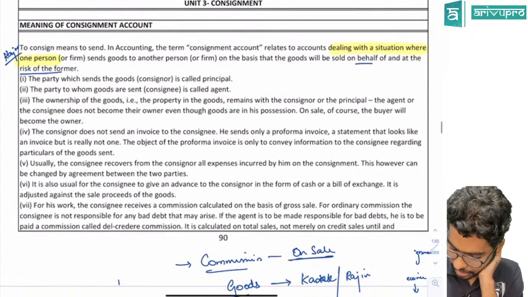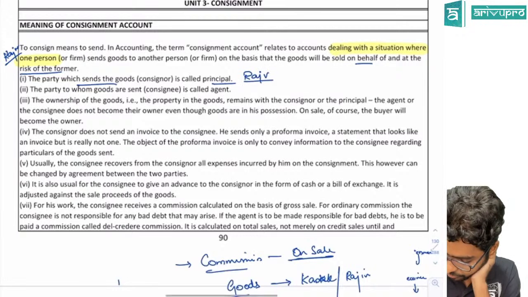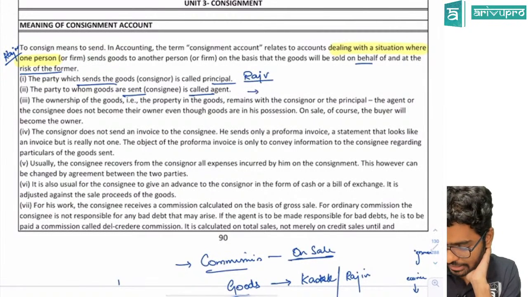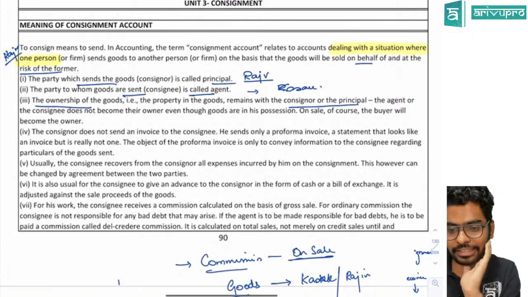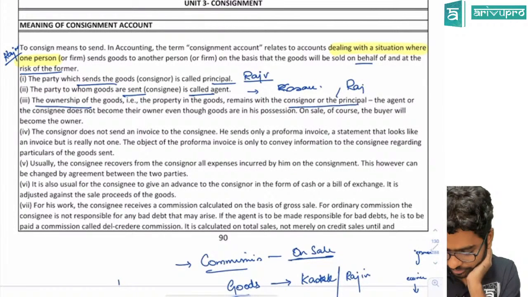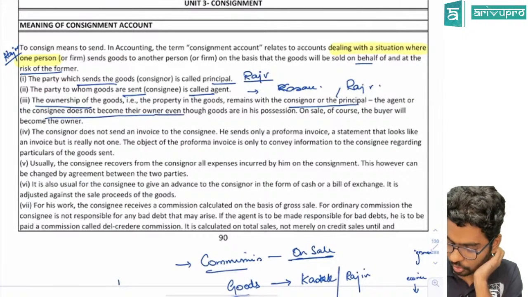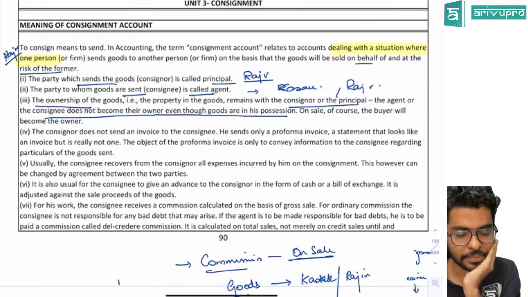The party who sends the goods is called the principal, in this case Rajiv. The person to whom we send goods is called the agent, which is Kasak in this case. The ownership of the goods will remain with the consignor, which is Rajiv. The agent or the consignee does not become the owner even though they are in possession. Are you guys clear?